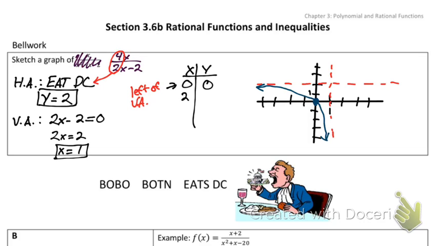So if I plug in 2, we'd have 4 times 2, which is 8. Then we'd have 2 times 2, which is 4, minus 2, which is 2. 8 divided by 2 is 4, so 2 would go to 4. Good thing I made this just high enough. So we have a graph that looks something like that.